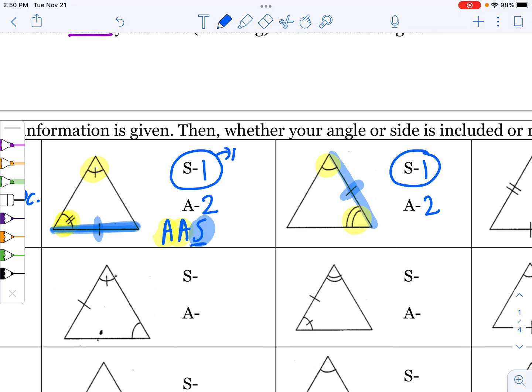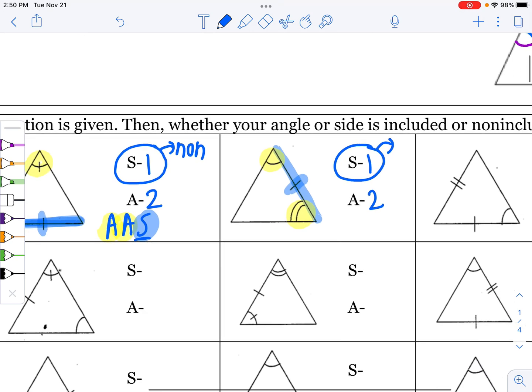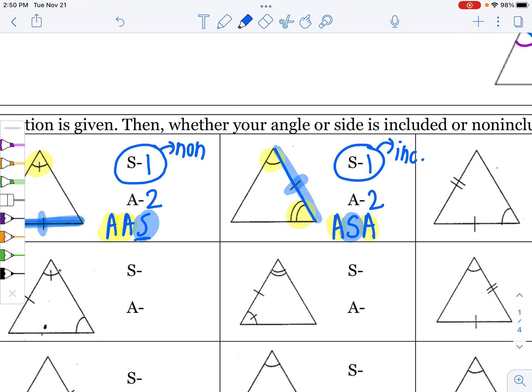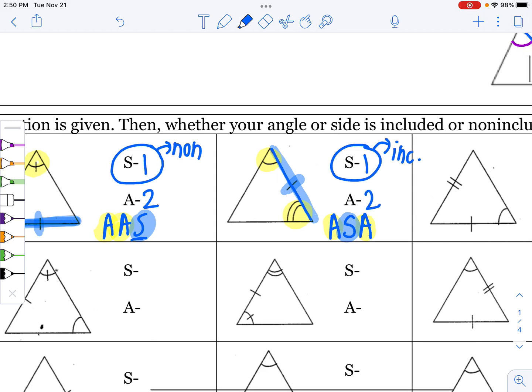So this one was non-included. I'm going to circle this one and say, okay, is this included or non-included? Is this side touching both angles or just one? Well, in this picture, this one's going to be included in this triangle. And so when I list this, I'm going to list the S in the middle. It's happening in between those two angles. So you're either going to list the one that has one in the middle or last, depending on if it's included or non-included. And that just helps us match the shortcuts one day.